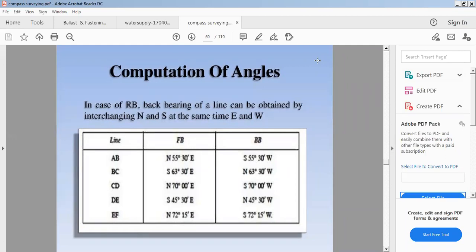It is not based on first, second, third, fourth quadrant. It is only to change the quadrant. So if there is a north, then it will be changed into south. If it is east, then it will change into west. You can see all these things. South is changed to north, east is changed to west. If there is a west, then it will be east. So you can see the first line as I already indicated: the back bearing of a line can be obtained by interchanging north and south, and at the same time east and west.